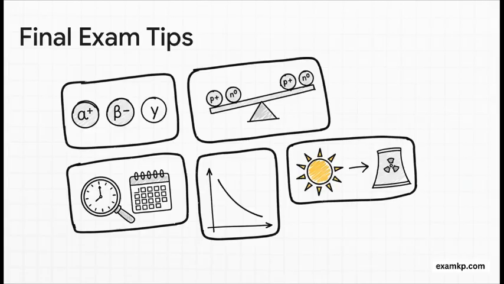When you're balancing those nuclear equations, make sure the top numbers and bottom numbers add up on both sides. Watch your units, don't get tripped up between days, hours, and years, and remember the easy stuff. Fusion happens in stars, fission happens in reactors, and if you have time, practice sketching out those decay graphs.